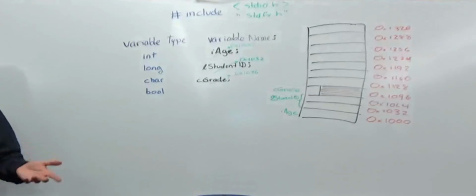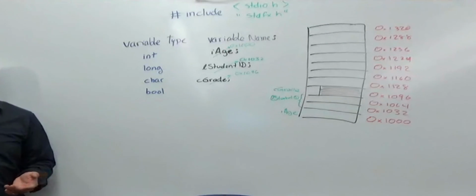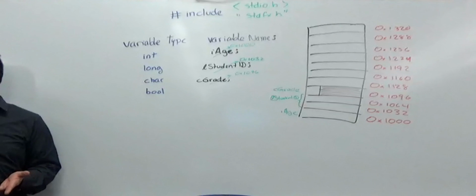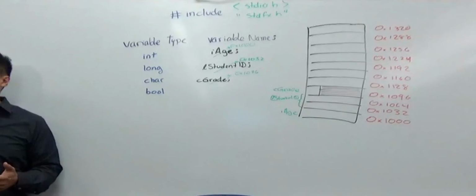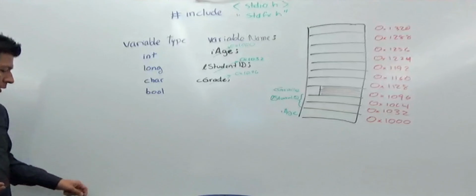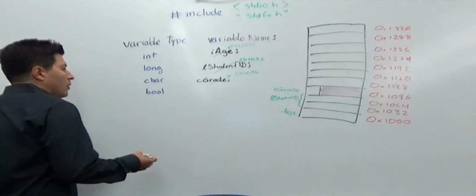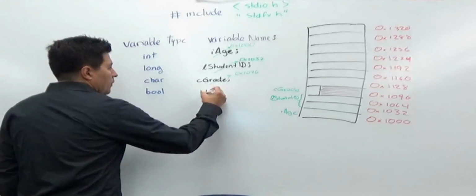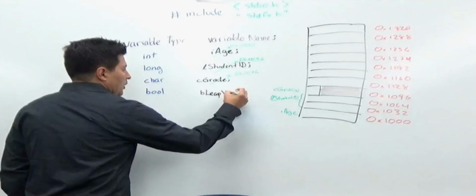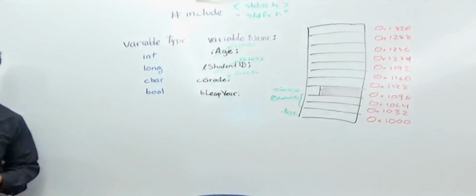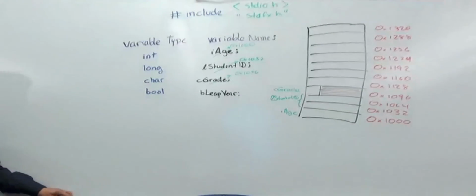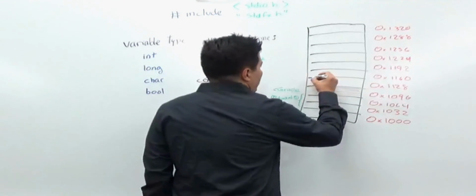Boolean is only 1 bit, right? Boolean means true or false. So false is 0. If it's not 0, it's true. It doesn't matter if it's 1 bit or 100 bits. So I'm going to have a variable to indicate if it's a leap year or not, whatever. So this one only needs 1 bit, right?